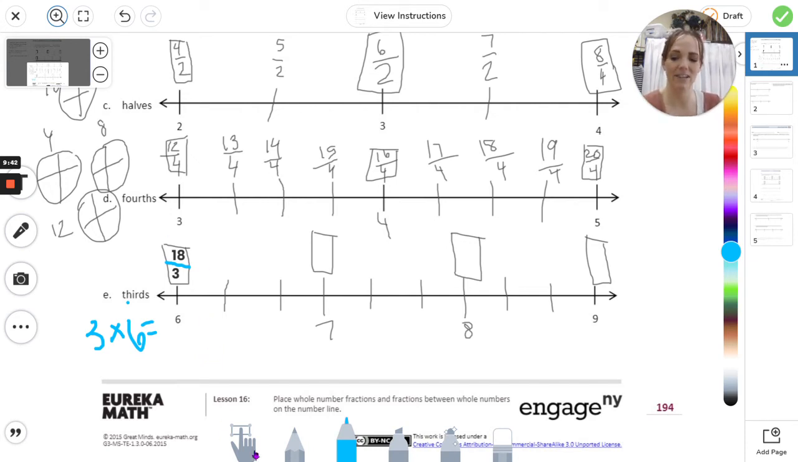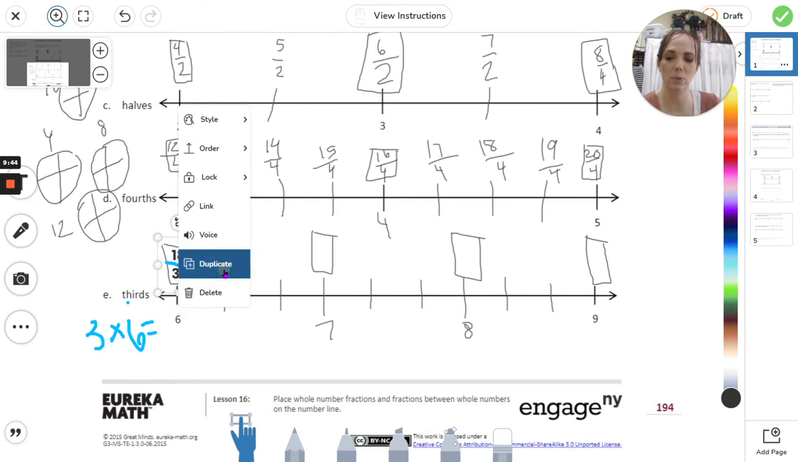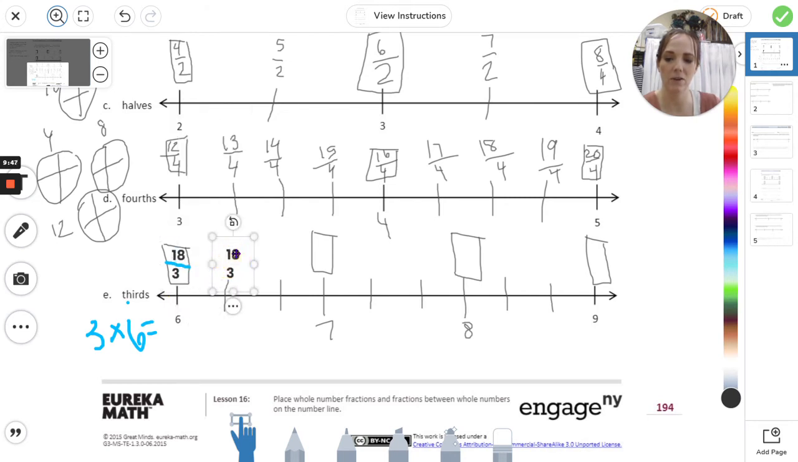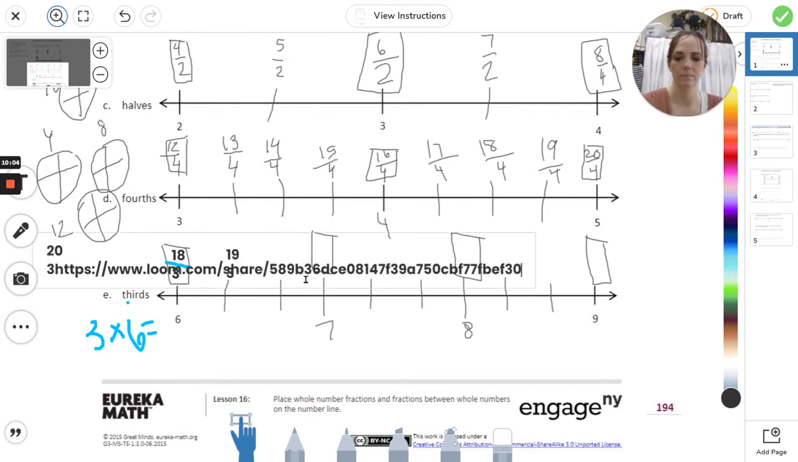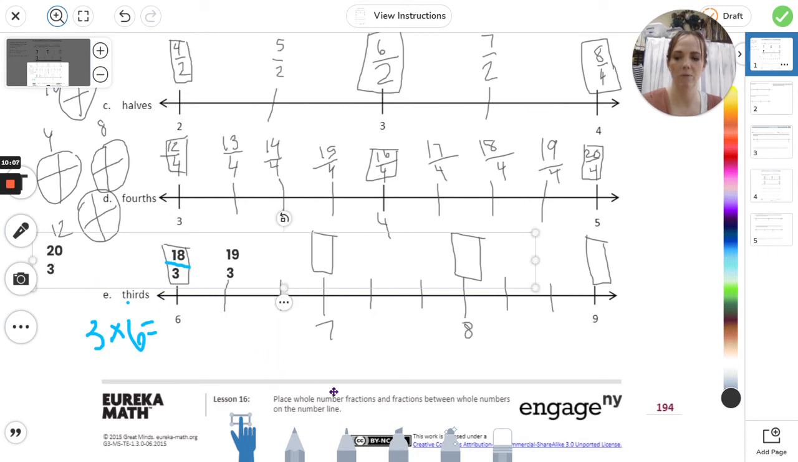And then I need to fill out the rest of my fractions. So I'm going to duplicate and use this one because I already have the thirds and I just have to change my number on my numerator. It's not a whole number, it's a fraction, right? So 18, 19, 20. Oh boy, we've moved the 20. 20. I don't know if this is faster or not, but it's easier to read.